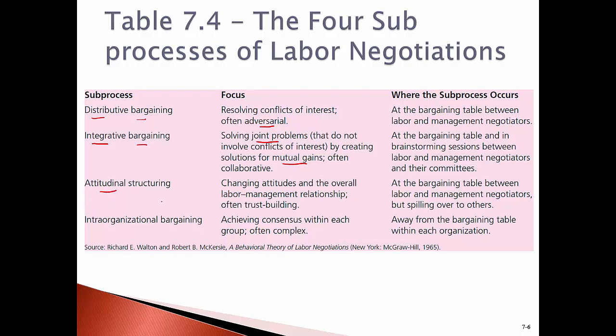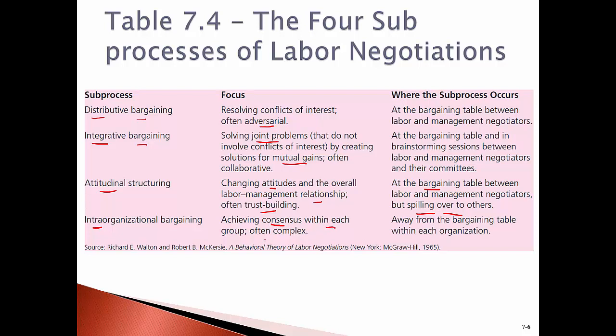Attitudinal structure. So attitudinal structure really has to do with trust and relationship. How are we going to interact with each other? How are we going to treat each other in this process? So this has to do with attitudes, relationship, trust building. This occurs at the bargaining table, but it also can spill over into other aspects of the business. And then intra-organizational bargaining. Intra-organizational bargaining is that internal caucusing that happens. So the groups go back and attempt on their own to create some kind of consensus within the group.